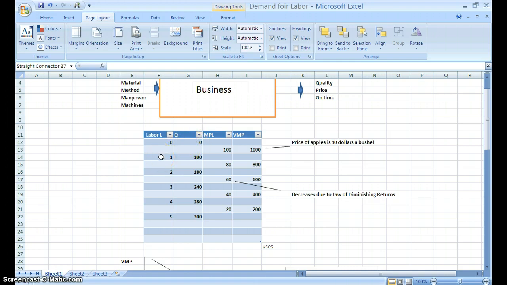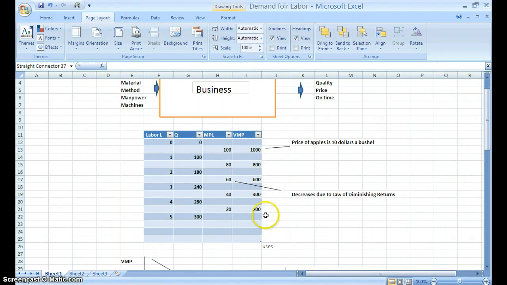If they hire that first apple picker, he'll pick 100 bushels of apples in a day. And so the difference between what he's picking and what was previously picked is 100. Here the difference between 180 and 100 is 80. This is the marginal product. When I multiply the marginal product times the price of the apples, which was $10 a bushel, I get $800. That is the value of the marginal product of labor. Getting this increase of 80 bushels when I went from 1 worker to 2 workers was worth $800 to me. That was the value of the marginal product of labor.